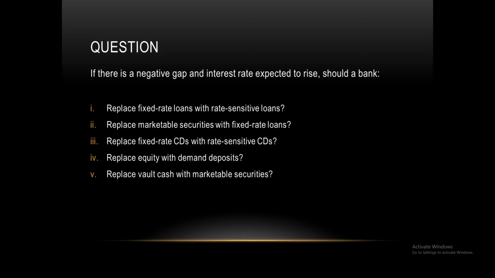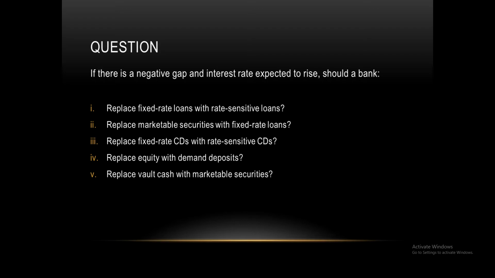So the question says, if there is a negative gap and interest rates are expected to rise, should a bank replace fixed rate loans with rate sensitive loans? Now, before we do any questions, we already know that we want a positive gap since the bank's projecting an increase in interest rates. So we want to get rid of rate sensitive liabilities and replace them with more rate sensitive assets. Because recall, if we have a positive gap, then to earn a higher net interest income, we want the gap to be wider, or even more positive.